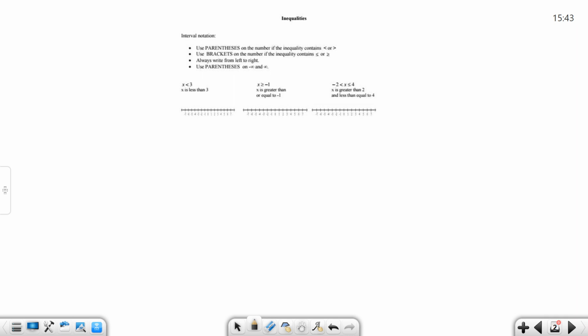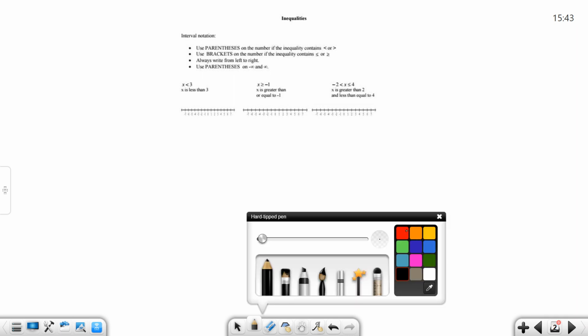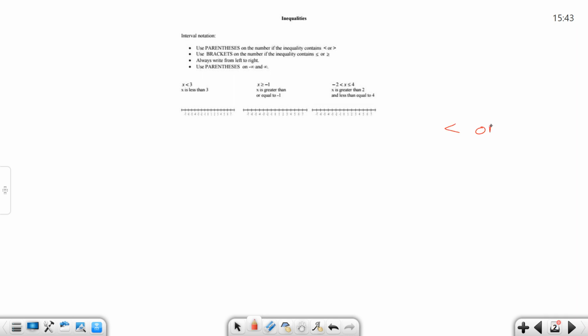But if you have the symbols greater than or less than, so if you have either of these symbols, you're going to use parentheses. That's what your top little rule is telling you. If you have the one that has the little bar under it, that means you're going to use brackets on those. Always write from left to right and use parentheses on the infinities. So I've given you a couple here to look over.